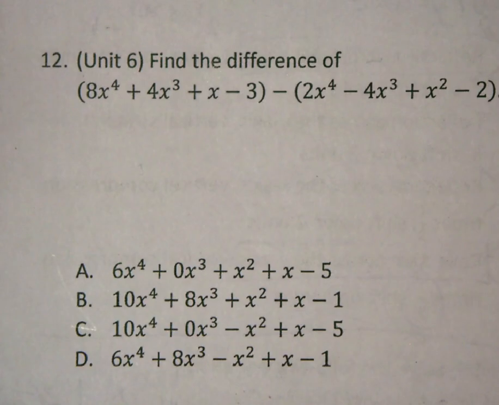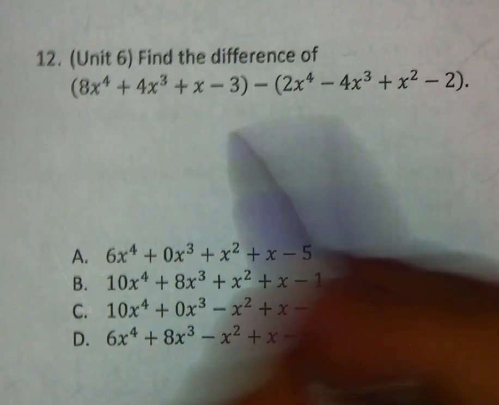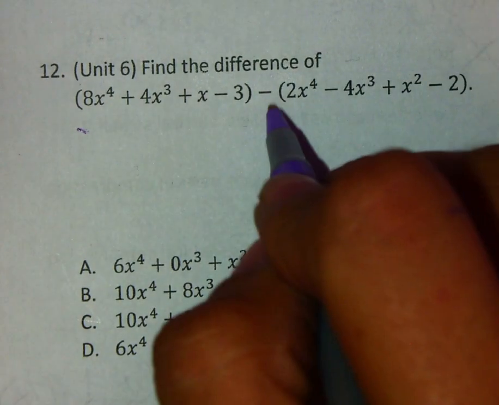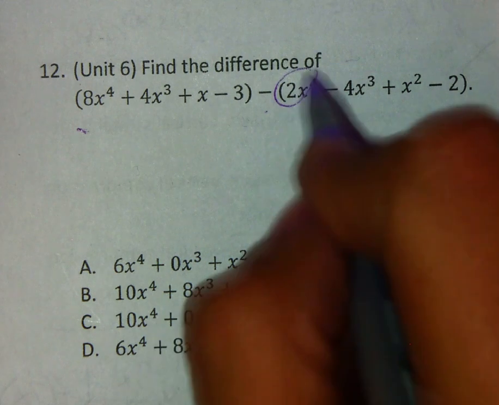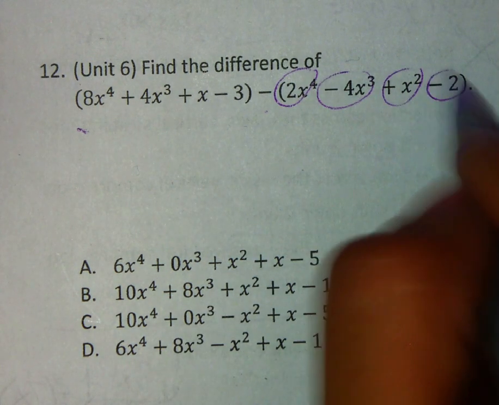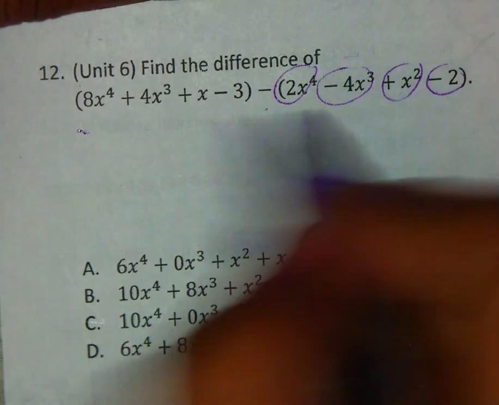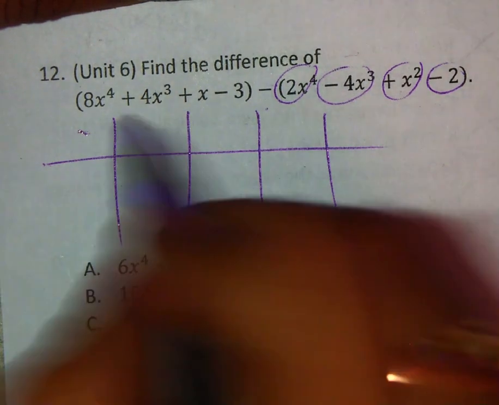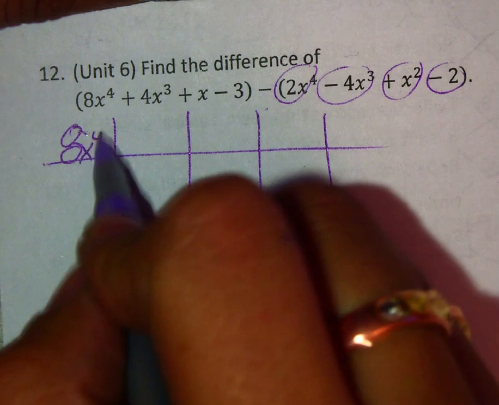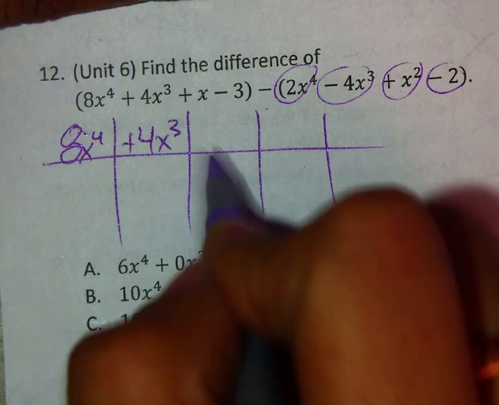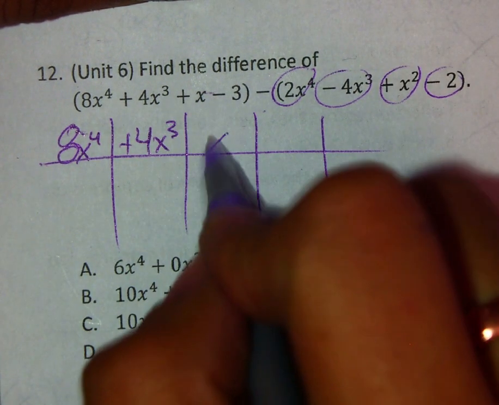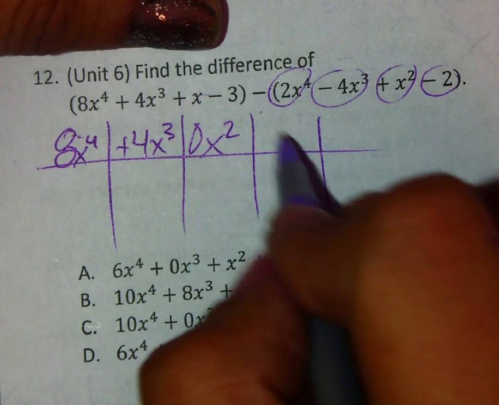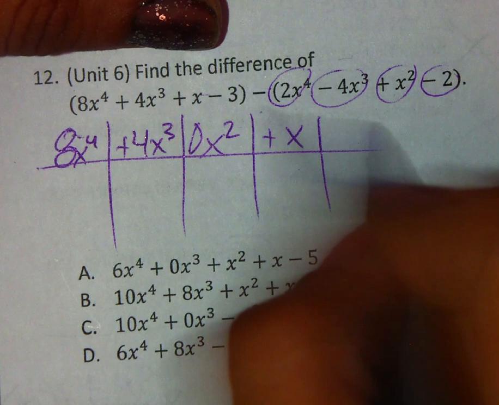All right, number 12. This one is find the difference between these two polynomials. And the trick here was remembering that when you have a subtraction, you're taking away each one of these terms from what you have. So we can either create like a little column or table where these terms are here, fourth power, third power. There's no second power, so I'm just going to put 0x to the second power because there's no x squared. And then we have a positive x and then negative 3.